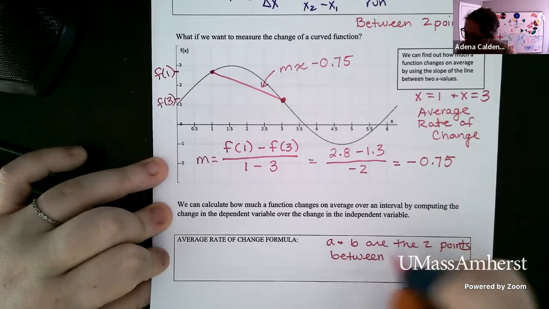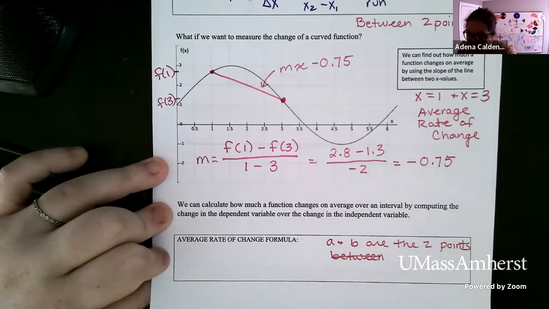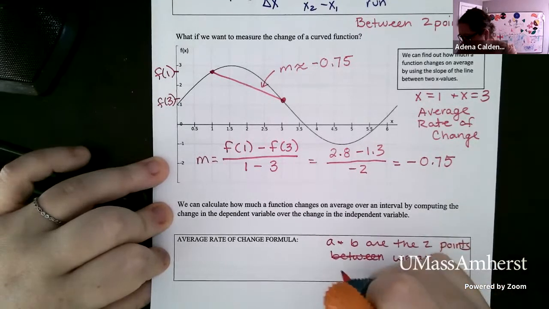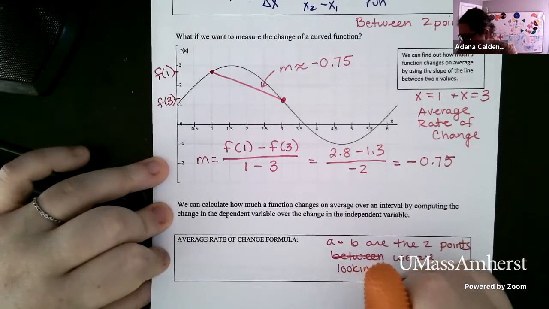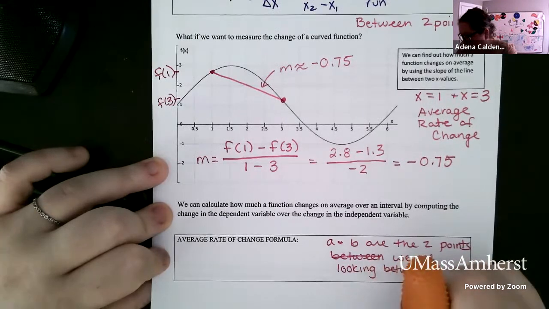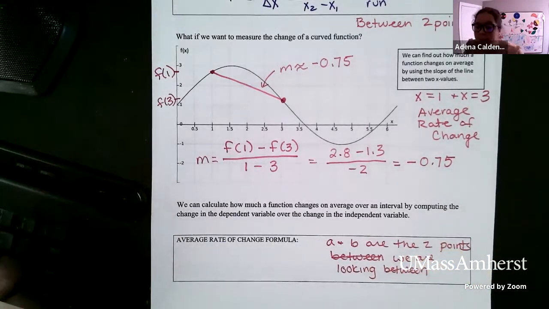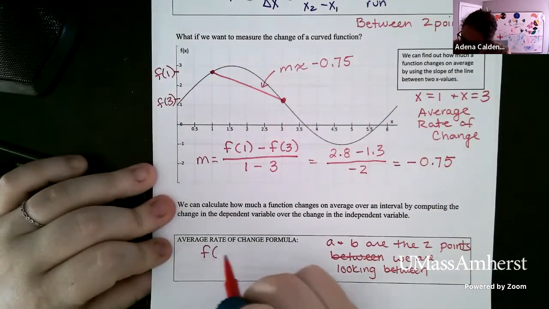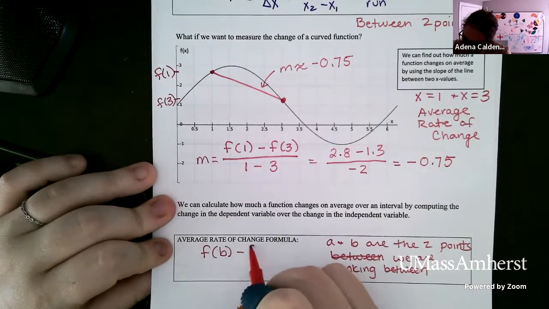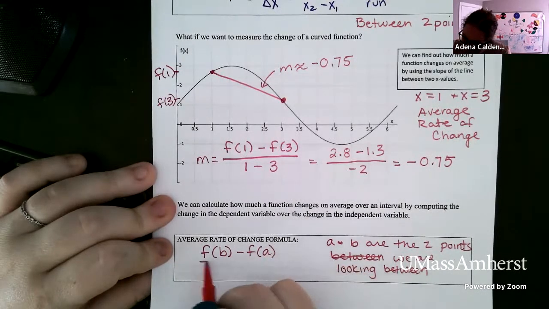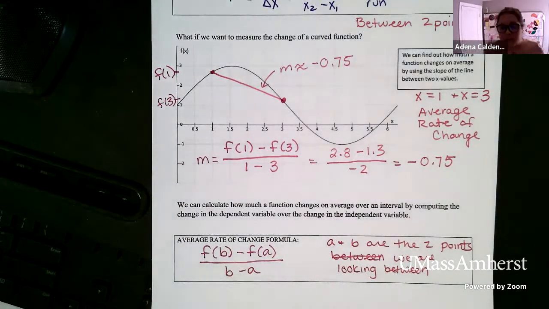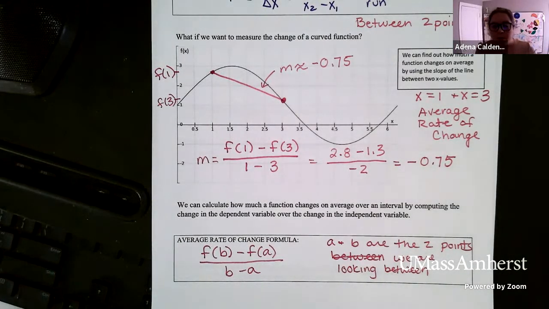I don't want to say between, A and B are the 2 points we are looking between. Okay, so A and B can be any numbers. In the last example, it was 1 and 3. So then we can write our formula as f of B minus f of A over B minus A. Okay, which again is just one way to represent slope. We're looking for the slope of the line between 2 points.